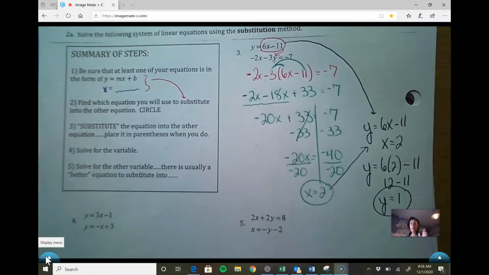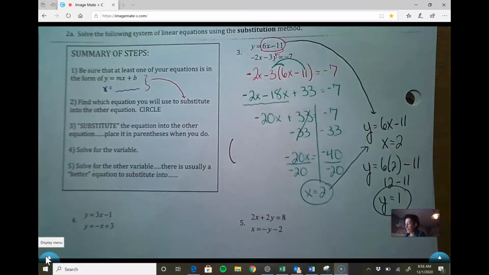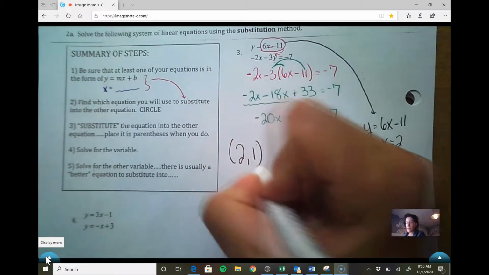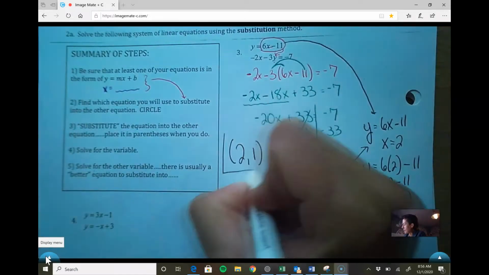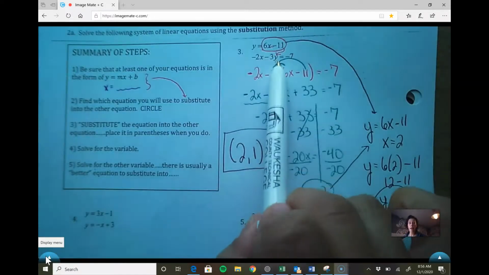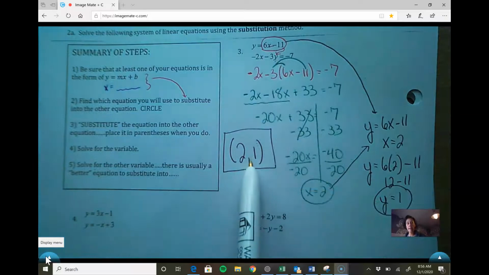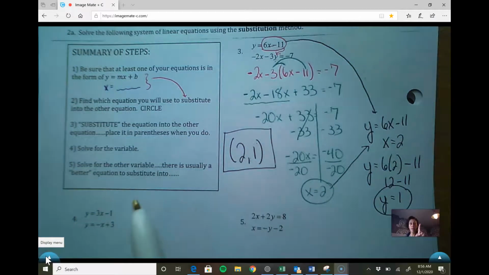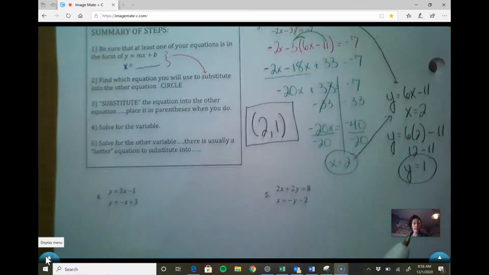So right now my answer is separated into x is 2 and y is 1. But we talked about in the last video and in our last class to make sure that you write it as an ordered pair. So the ordered pair version of the answer is 2, 1 because x is first and y is second. Okay, so if I did graph these two lines, this is the point where they would meet. So this problem has one solution. So let's take a look at the next one.